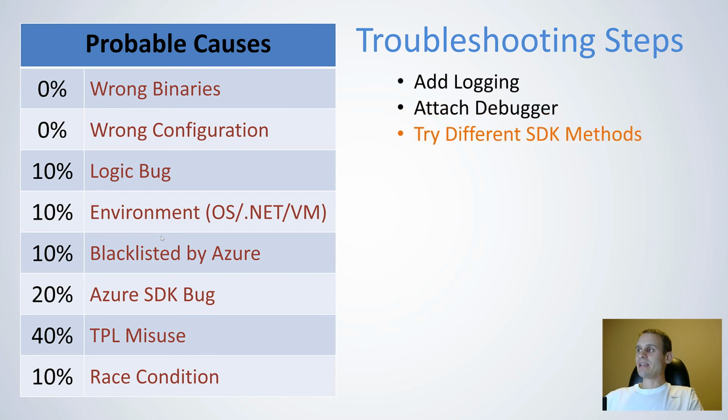And so I gave that a higher probability of the issue there. Next, I tried different SDK methods just to rule out maybe an Azure SDK bug or something like that. And that had no effect. So I went ahead and refactored the use of the task parallel library to do it a little more fundamentally and with more best practices for the threading. And so that reduced the probability that it was task parallel library misuse. And at that point, I just surmised that maybe I'm getting blacklisted by Azure. So that was the highest probability.